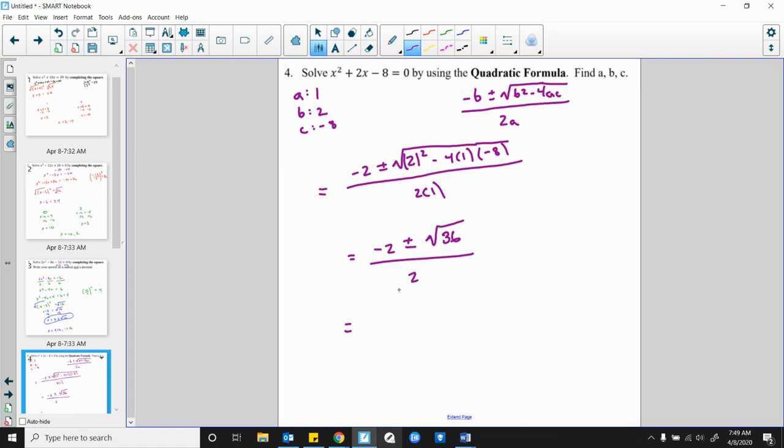All right. And from here, I'm going to have negative 2 plus the square root of 36, which is 6, over 2. Or I'll have negative 2 minus the square root of 36, which is 6, over 2. My two answers in this case: negative 2 plus 6 is 4. 4 divided by 2 is 2. Or negative 2 minus 6 is negative 8. Negative 8 divided by 2 is negative 4. Those are my two answers right there. 2 or negative 4.